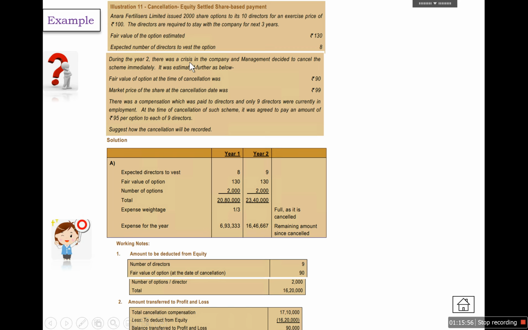During the second year, there was a crisis in the company, and management decided to cancel the scheme immediately. It was estimated further as below. Fair value of the option at the time of cancellation was 90. Market price at the cancellation was 99. There was a compensation paid to directors, and only 9 directors were currently in the employment. At the time of cancellation of such a scheme, it was agreed to pay an amount of 95 per option to each director. Suggest how the cancellation will be recorded.